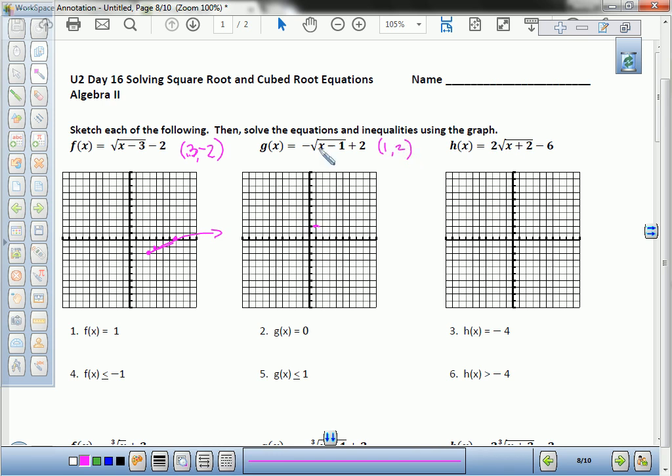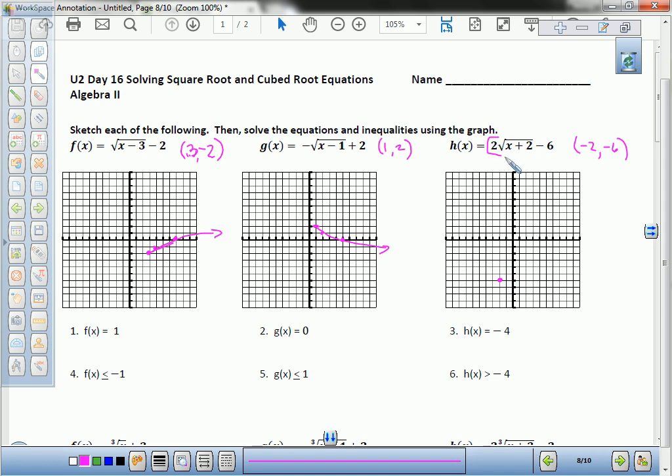But with this one, it's going to go down because it's negative. So we go over 1, down 1, over 4, down 2. And our square root function goes like this. This one is shifted to the point (-2, -6). So -2, and down 6.